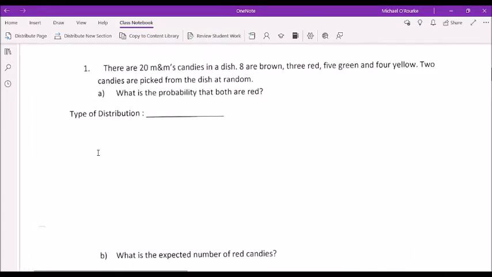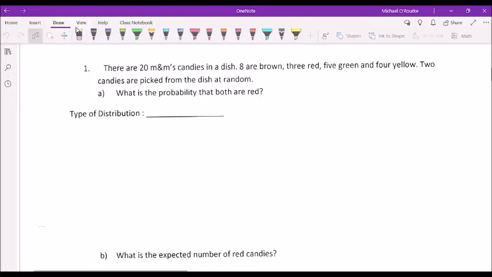All right, here we go. 20 M&M candies in a dish. 8 are brown, 3 red, 5 green, 4 yellow. 2 candies are picked at random. What's the probability of getting both red?